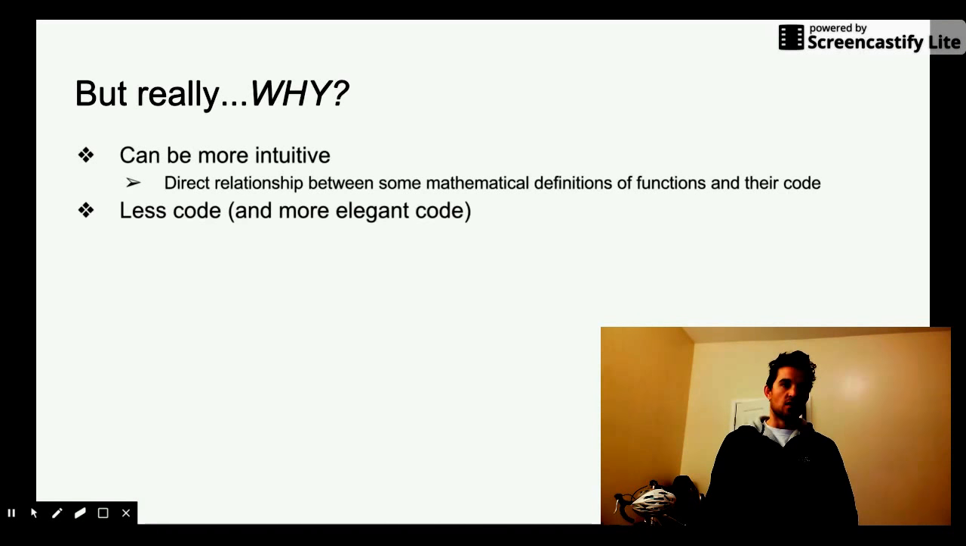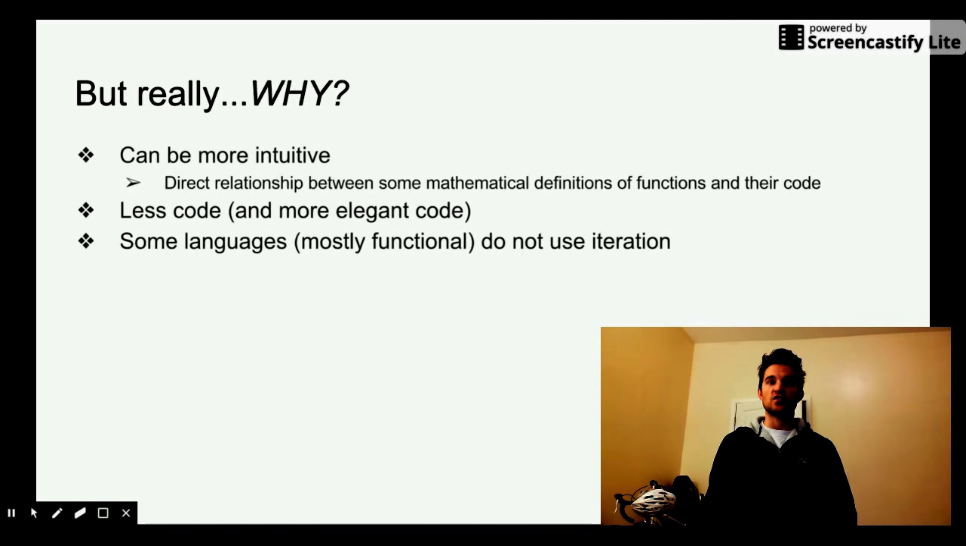It can have less code, like we saw in the factorial example, and we'll see in the future. And this way it can be more elegant. Some languages, notably functional languages, do not always have iteration. Haskell, for example, pretty much requires that you use recursion for looping through things.